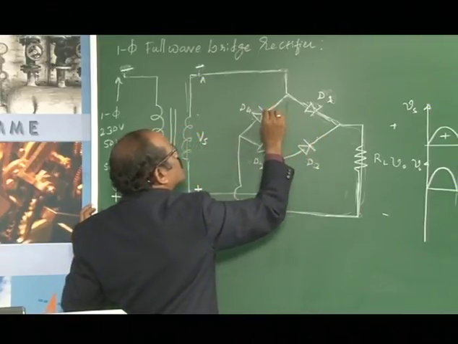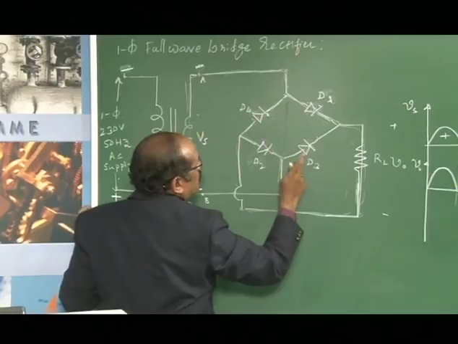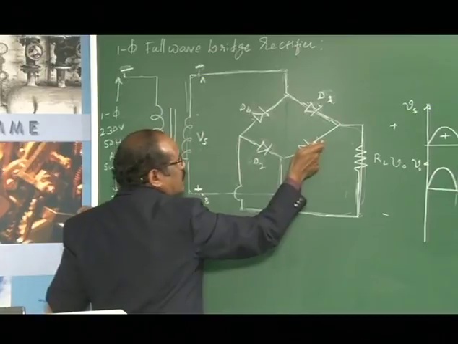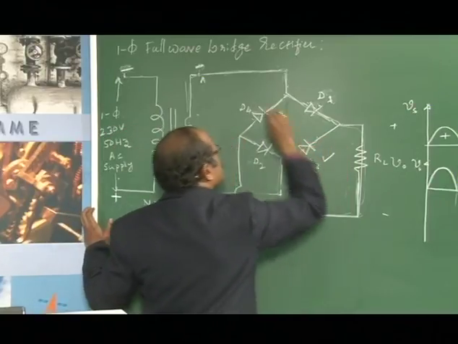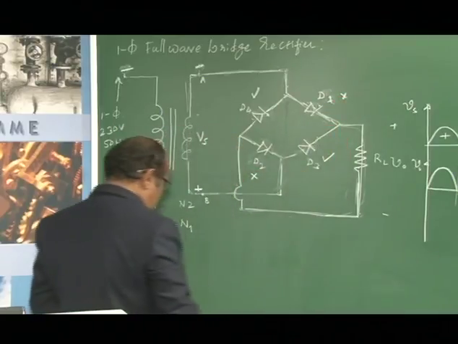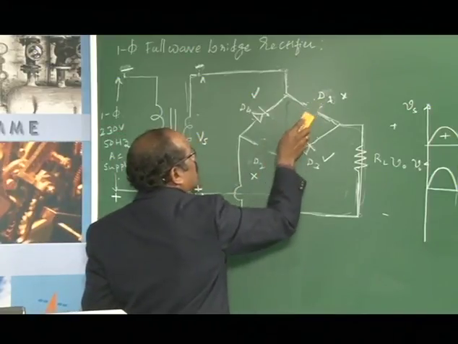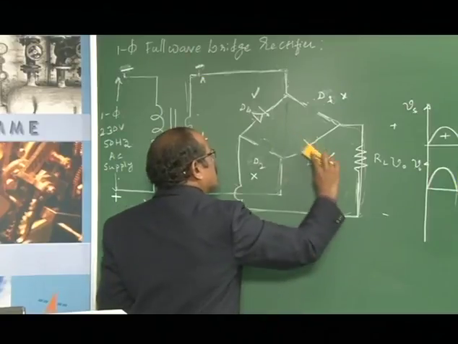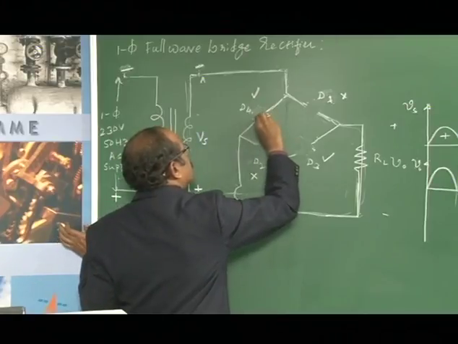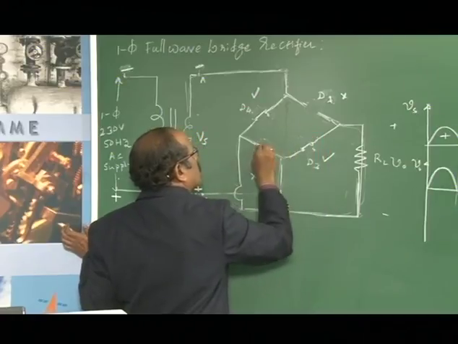The cathode of diode D4 will be at negative potential with reference to its anode. Similarly, the anode of diode D3 will be at positive potential with reference to its cathode. Therefore, both these diodes, D3 and D4, conduct, whereas D2 and D1 will be reverse biased. So I can represent diodes D1 and D2 as an open circuit, whereas diodes D3 and D4 I can consider as a closed circuit, that is, they act as a closed switch. So this is what we are getting here.